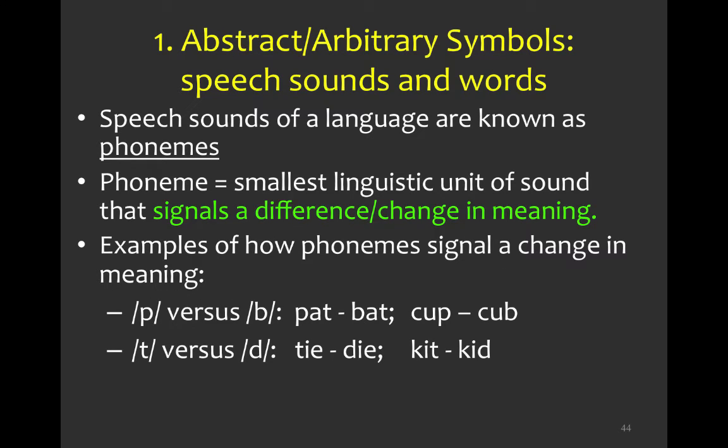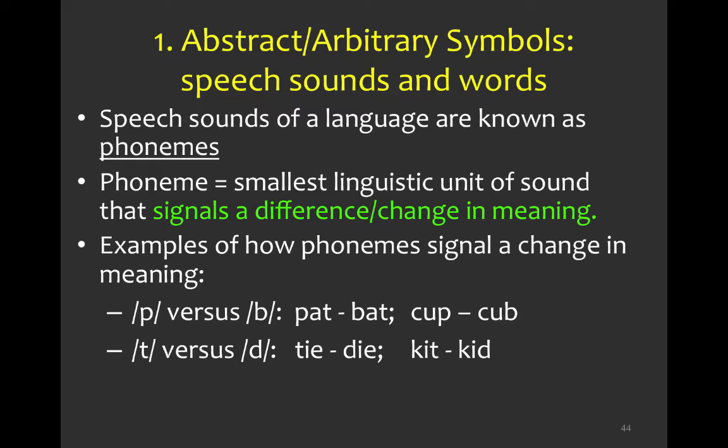So first, let's take a closer look at the arbitrary abstract symbols of language, which are the phonemes or the speech sounds and the words. So, speech sounds of a language are known as phonemes. And here's a good definition of a phoneme. The definition of phoneme is the smallest linguistic unit of sound that signals a difference or a change in meaning. And here are examples of how English phonemes can signal a change in meaning of the word.